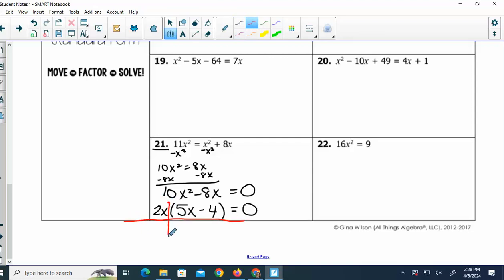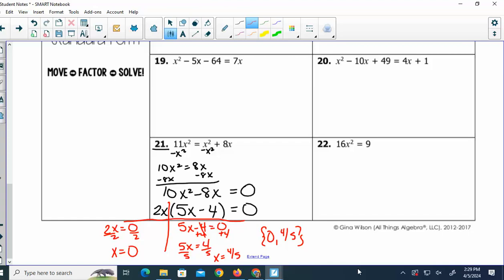So now we set each of these equal to 0. 2x equals 0. Divide by 2 and x is just 0. 5x minus 4 equals 0. Add the 4. Divide by 5. And we get 4 fifths for this. Alright, so it's really just going back to that factoring piece that we used to do and adding one more step to it where we set things equal to 0.